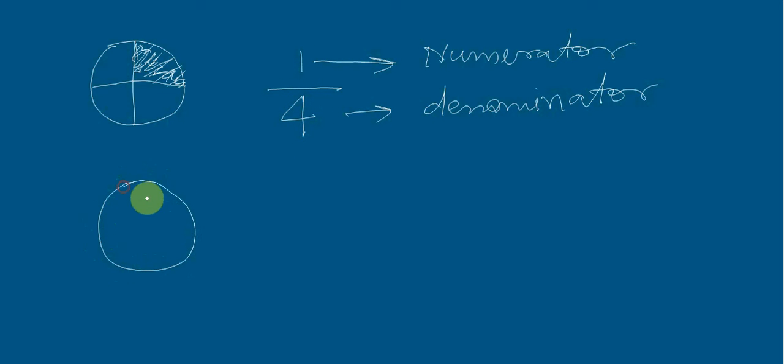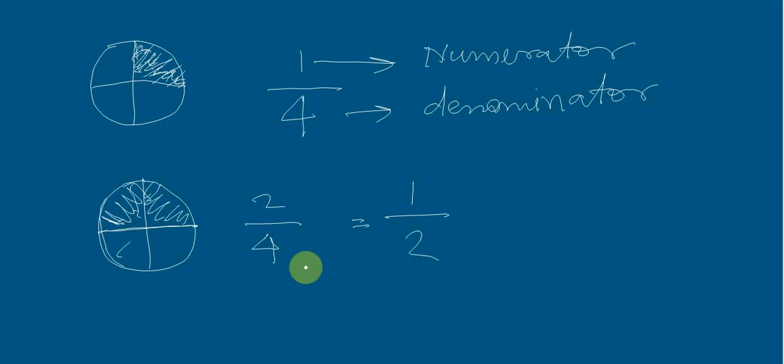Suppose we take two shaded parts, then how will we represent this in a fraction? You can say you have taken 2 parts out of 4. Okay, so you can represent this one as 2 upon 4. Okay, also we can say that it is half of the whole. This one is the half portion, non-shaded, and this shaded portion is half. So we can also say 1 upon 2.